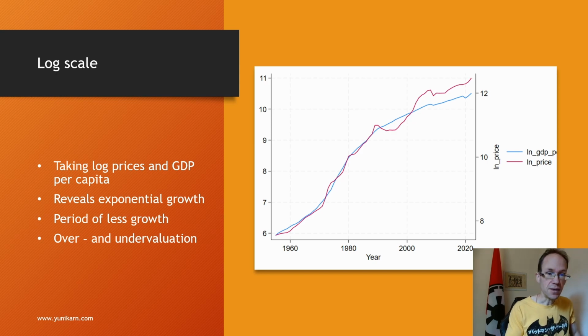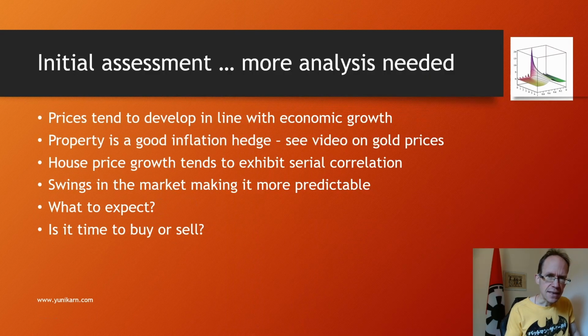Now, there are periods of over and undervaluation of the property market. House prices tend to move in waves. In summary, prices tend to develop in line with economic growth. Also, we observe that property is a good inflation hedge. Certainly better than investing in gold, which I covered in another video.